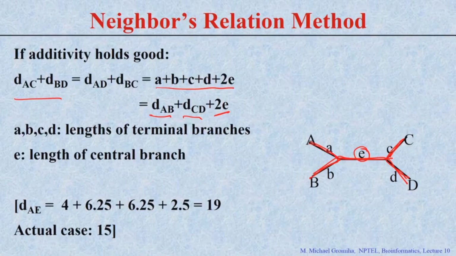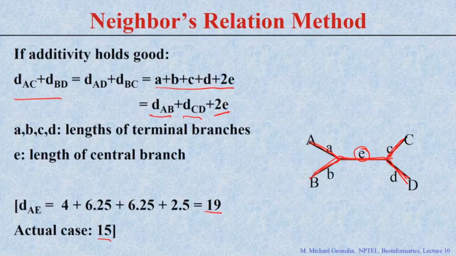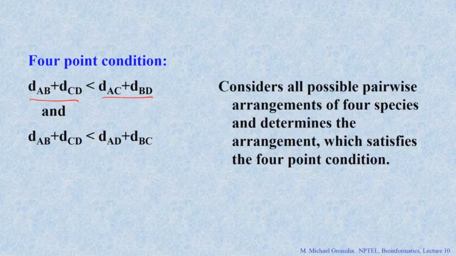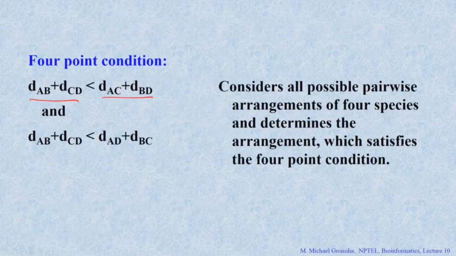So, if you add up, AE is 19, but the actual case is 15, because this is missing. To take care of these conditions, they made the four-point condition. AB plus CD should be less than AC plus BD, because we have this value E. AB plus CD is also less than AD plus BC. Either we take this or this, that should be less.